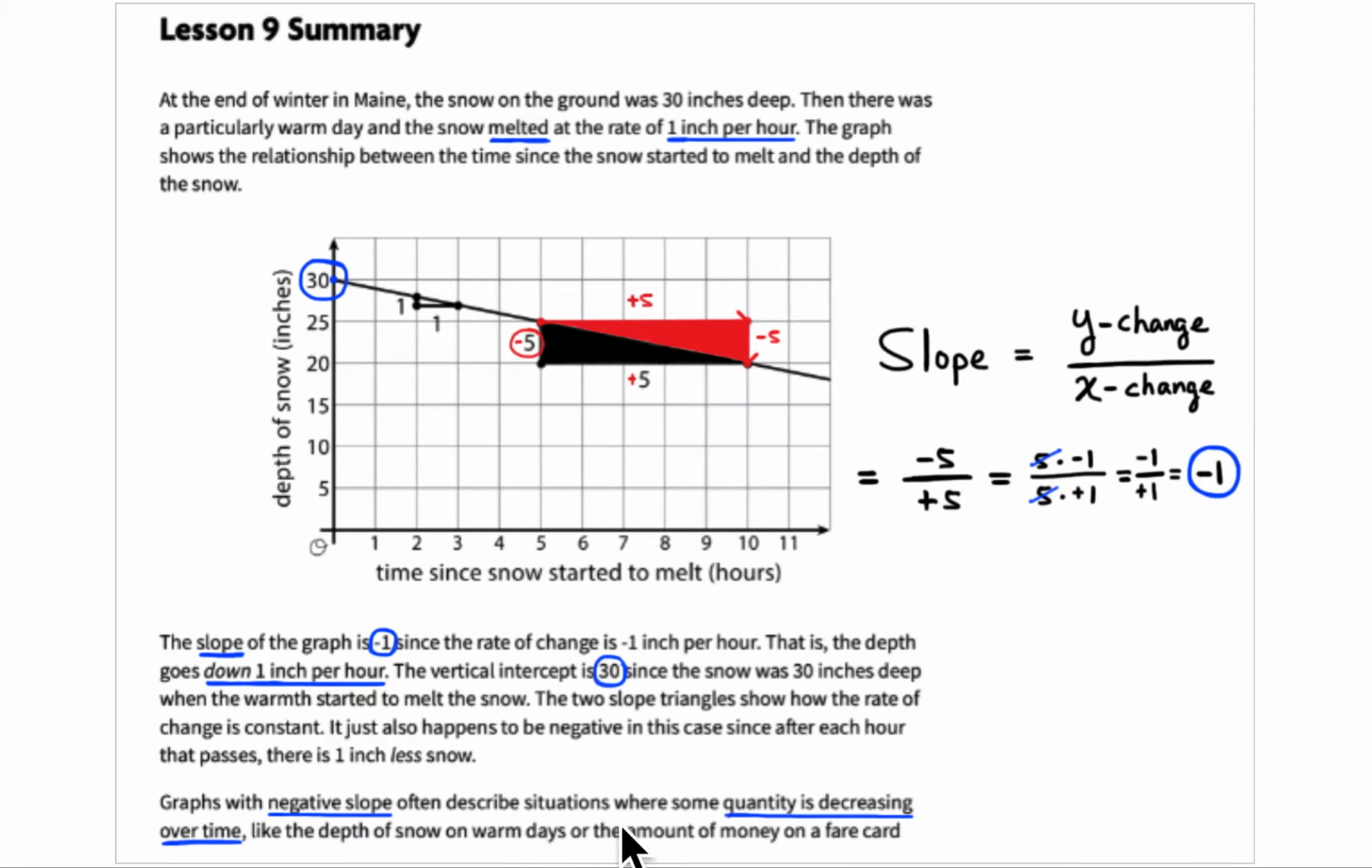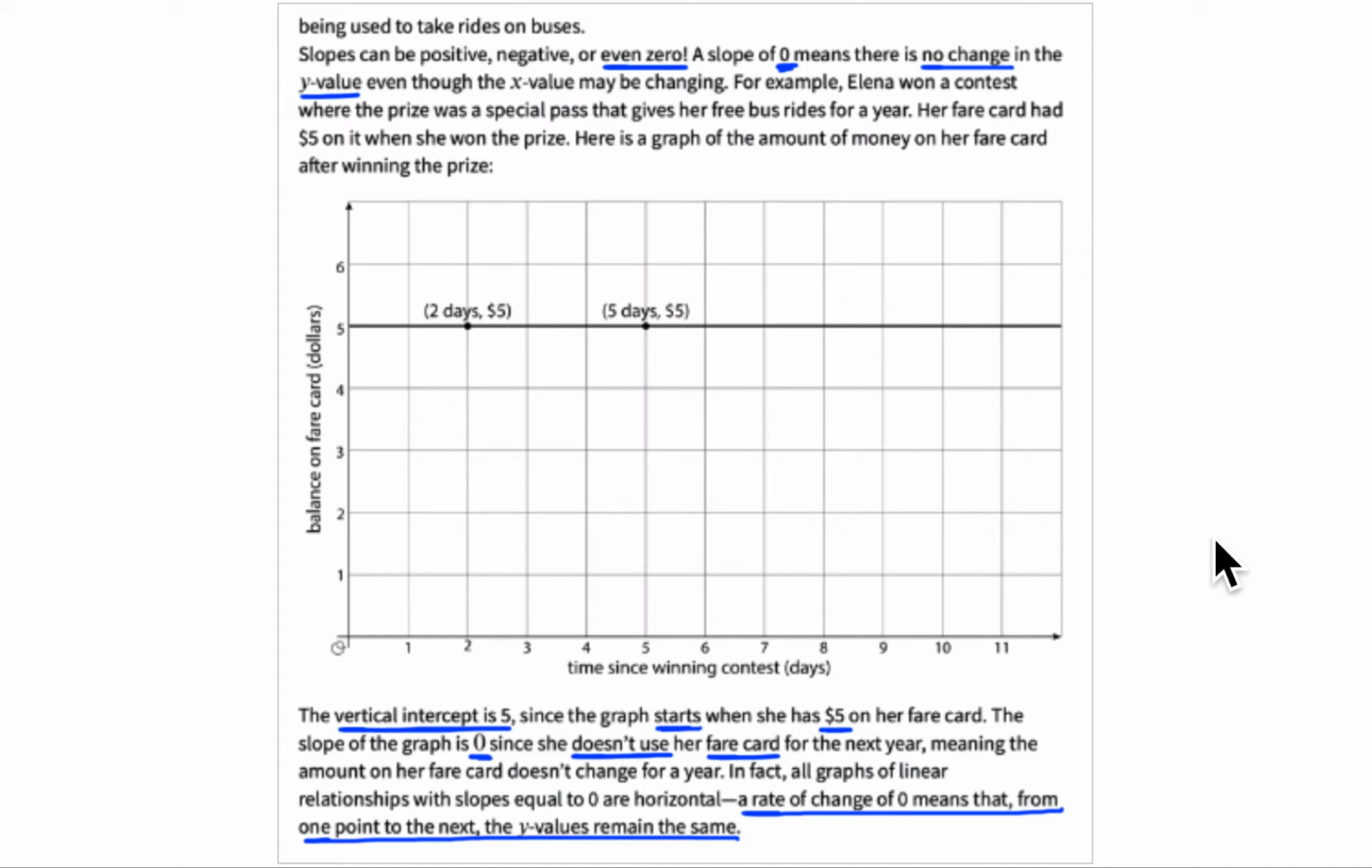Graphs with negative slope, the quantity is decreasing over time. So you notice that it's decreasing over time at a rate of 1 inch per hour. So that's a negative 1 slope. Now lines can also have a slope of 0.